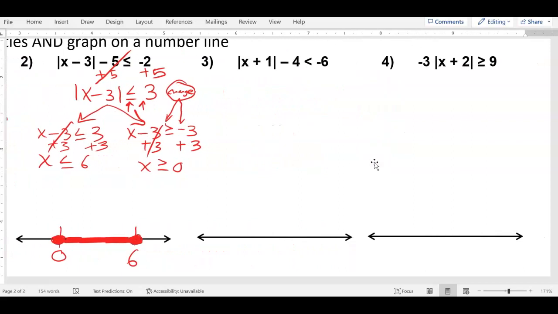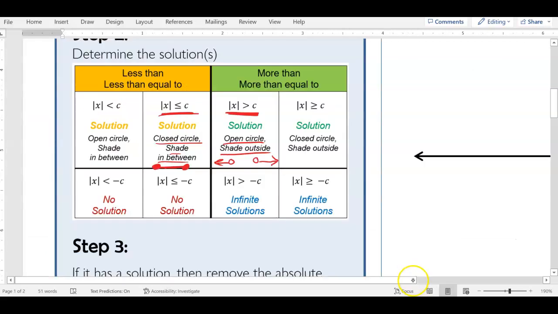Now, number 3, well, let's isolate the bars. I'm going to add 4 to both sides, add 4 to both sides. Okay, so I got absolute value of x plus 1 less than, and then -6 plus 4 is -2. The bars are by themselves, but what do you notice? There's a negative on this side. So when you have less than a negative, that's going to be this one right here.